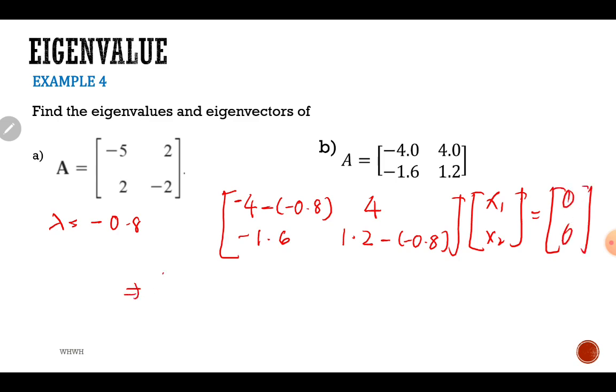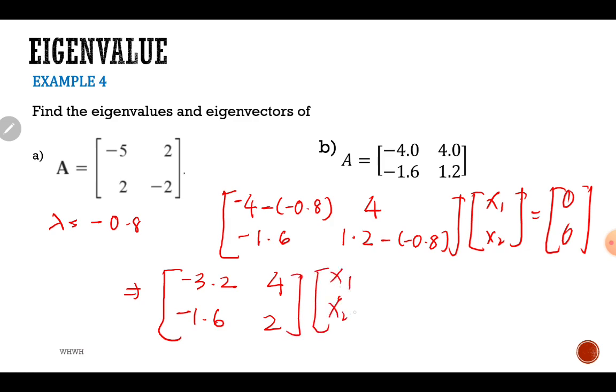So what we're going to have here is negatif 4 tambah 0.8. Careful kat sini. There may be some of you make a careless mistake here. Negatif 3.2, 4, negatif 1.6, 1.2, tolak maknanya dia tambah. So dia akan jadi 2 kat sini. X1, X2. Okay, sama dengan 0, 0 here.